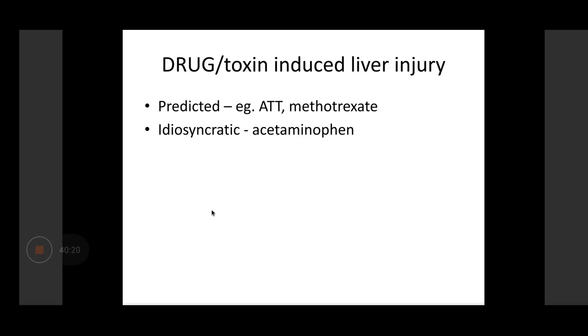Okay, Abhinav will ask a question which I will just answer at the end of the lecture. So just give me a few minutes, Abhinav. Let's just finish with drug-induced liver injury.